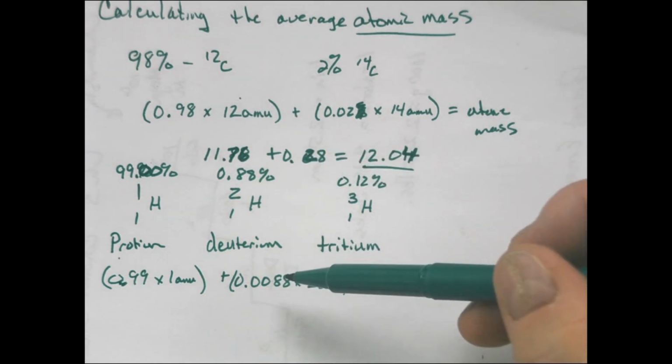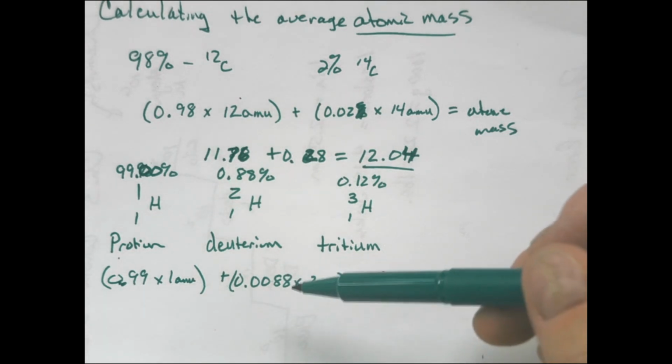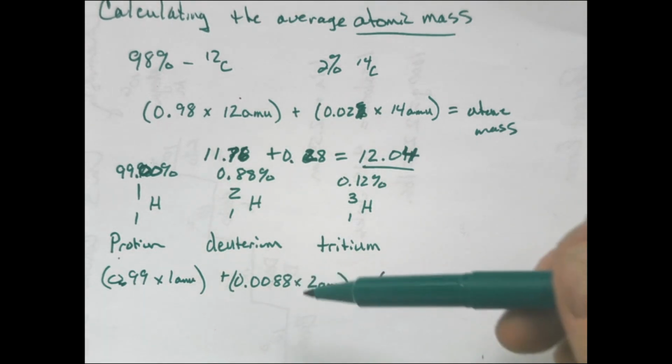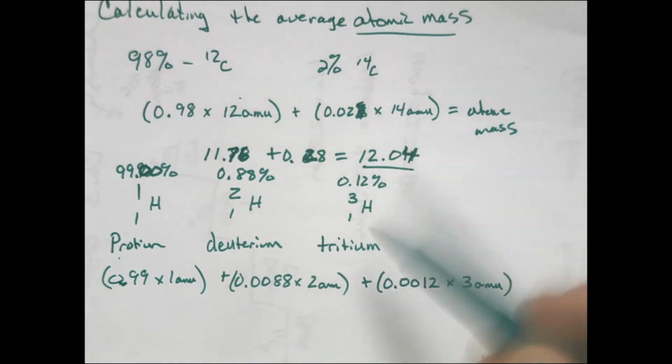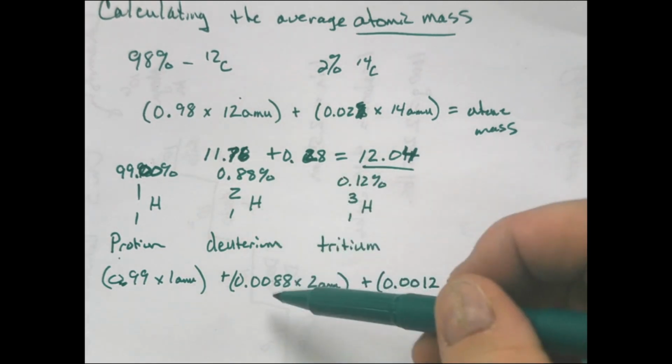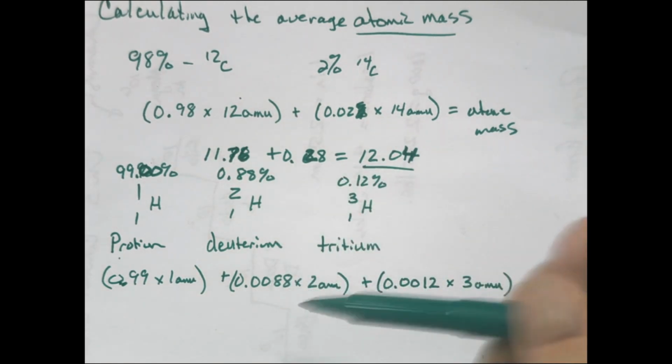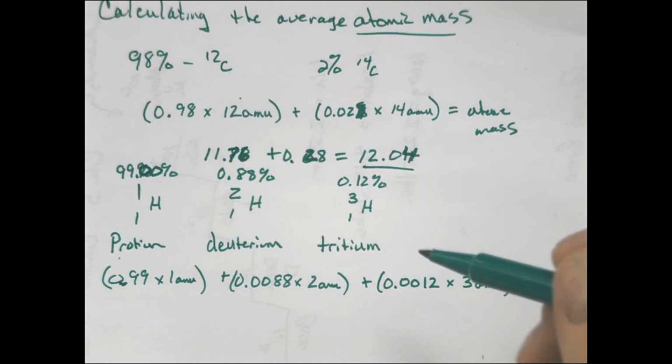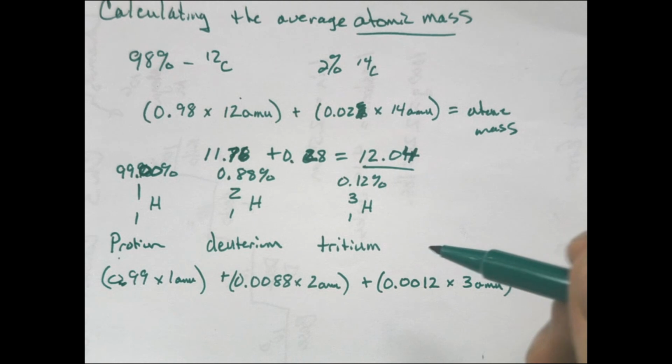Are we okay with how we're tracking from 0.12% to this fraction and 0.88% to this fraction? When you have your calculate the average atomic mass problem, you're going to have to move that decimal 2 places every single time. This is the most common mistake on this problem, not moving your decimal correctly for the percentage. So stay on top of that.